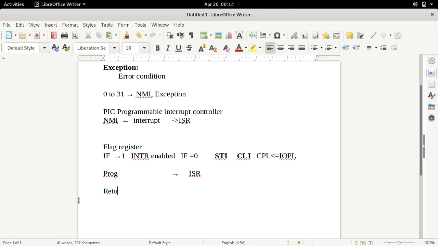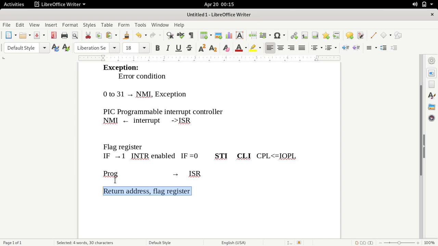So first one is the return address. Is it necessary to store the return address? Yes, it is necessary, because after execution of the ISR, we again want to start execution of this interrupted program. So for that we will require the return address. The return address will be saved onto the stack, plus the content of the flag register is also getting saved on the stack. Okay, this point is clear.